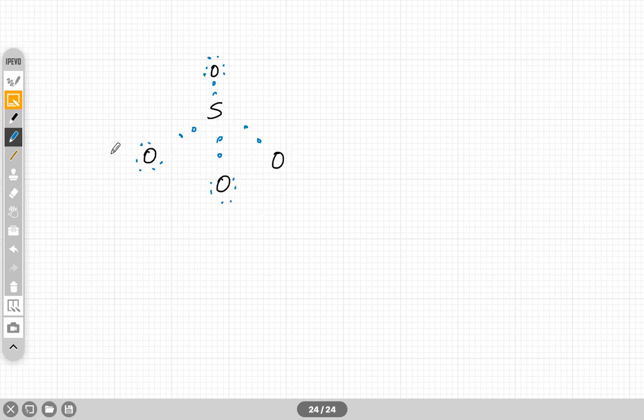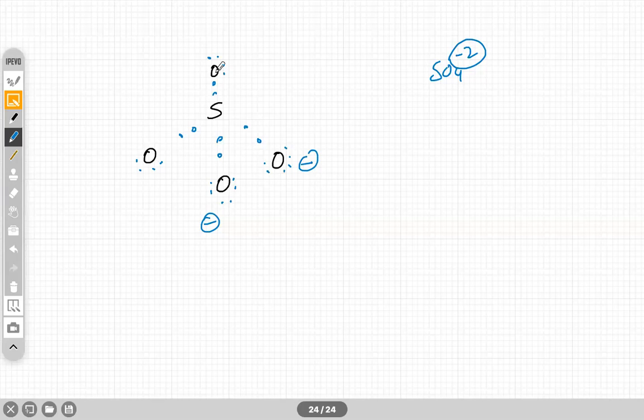Now, in this, the formal charge is negative, negative, negative, negative, and plus 2 on the sulfur atom. According to the rule, when you have a hypervalent atom, the charge on the central atom should be either the charge on the ion, which is minus 2, or 0. Right? So in order to make it 0, we'll shift one pair of electrons from oxygen to make a double bond over here. So one pair will shift here, another pair will shift here.